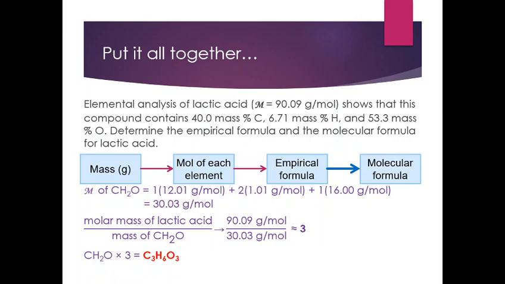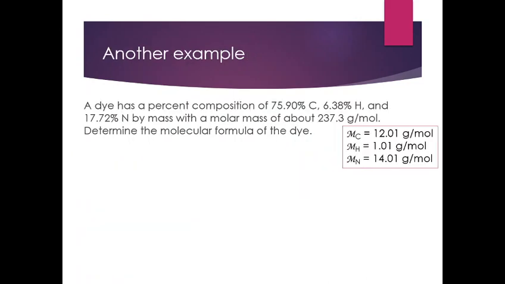If that hasn't scared you enough, let's do another practice. A dye has a percent composition of 75.90% carbon, 6.38% hydrogen, and 17.72% nitrogen by mass, with a molar mass of about 237.3 grams per mole. I want you to determine the molecular formula of that dye. Take it one step at a time and do the 4 common steps that I mentioned.